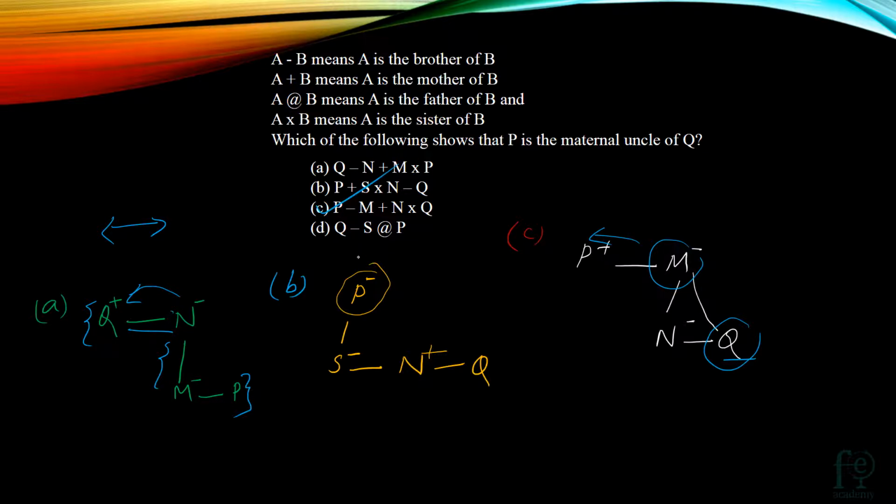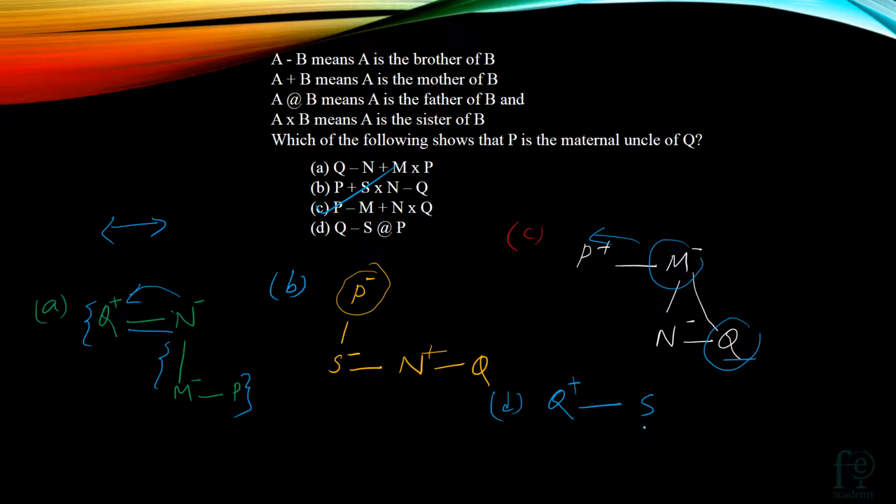Okay. So which of the following shows that P is the maternal uncle of Q? C is our answer. So we need not go to represent option D. Okay, now just for the sake of completion, I am just showing option D also. So Q minus S means Q is the brother of S.